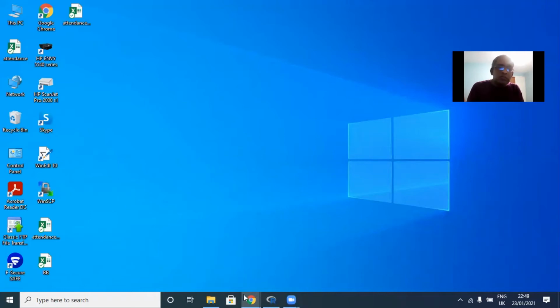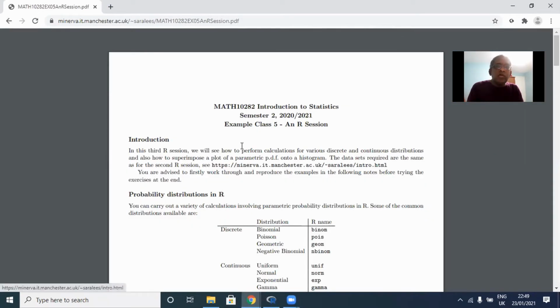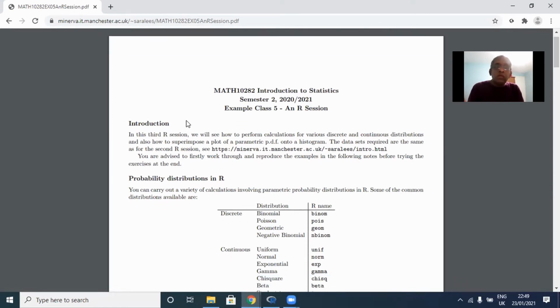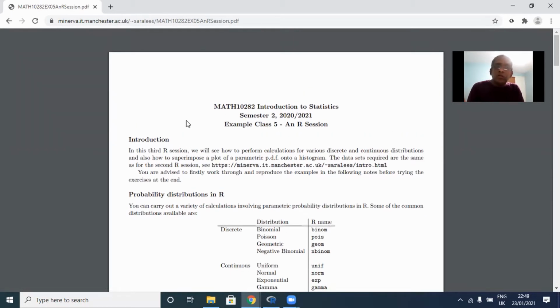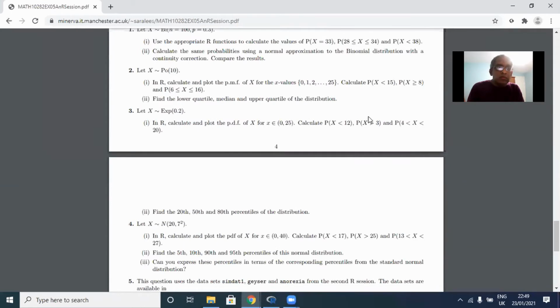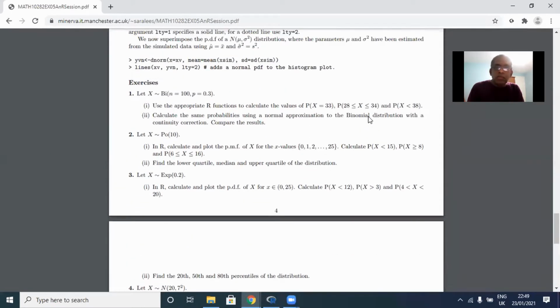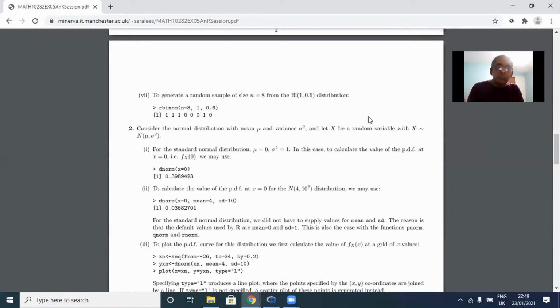Hello guys, this is a video solution for tutorial sheet 5, which is this one. This is a tutorial sheet on R. This is the third tutorial sheet on R. In this, I go command by command, and there are also 5 exercises at the end. I will do them.